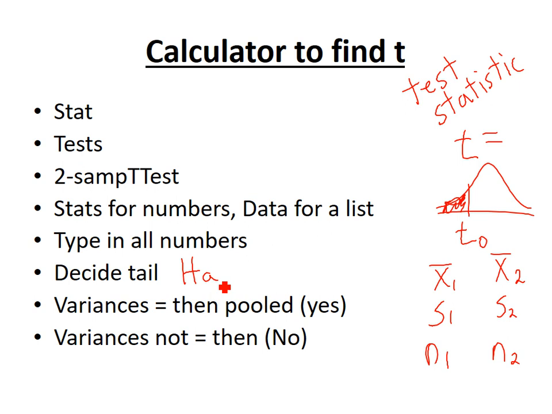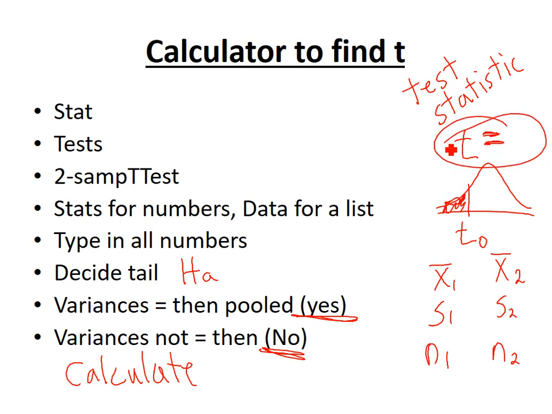Then it asks you, is the variance pooled or not? If it's pooled, if the variances are equal, then you highlight yes. If they're not equal, you highlight no. I think that's all it asks you, isn't it? And it says calculate. I didn't put that on there. If you wanted to put that on there, next thing you do, you get down and then hit calculate, and it'll show you the stuff. And again, once it pops up that other screen, all we really want off that screen is what t equals.